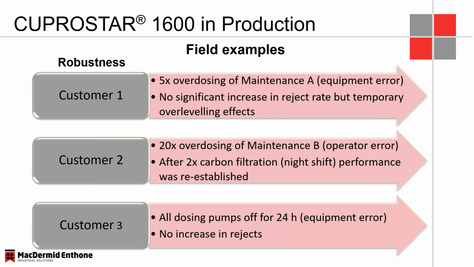And the third situation was an underdosing. Basically, the dosing pumps were off. There was a malfunction in the equipment, and they were not dosing any chemistry into the system for 24 hours. And even as a result of that, we did not see any increase in the reject rate. So again, it's something we strive for as we're developing these systems, to try to minimize the amount of rejects and errors that take place, even if the bath is not running exactly the way it should be.